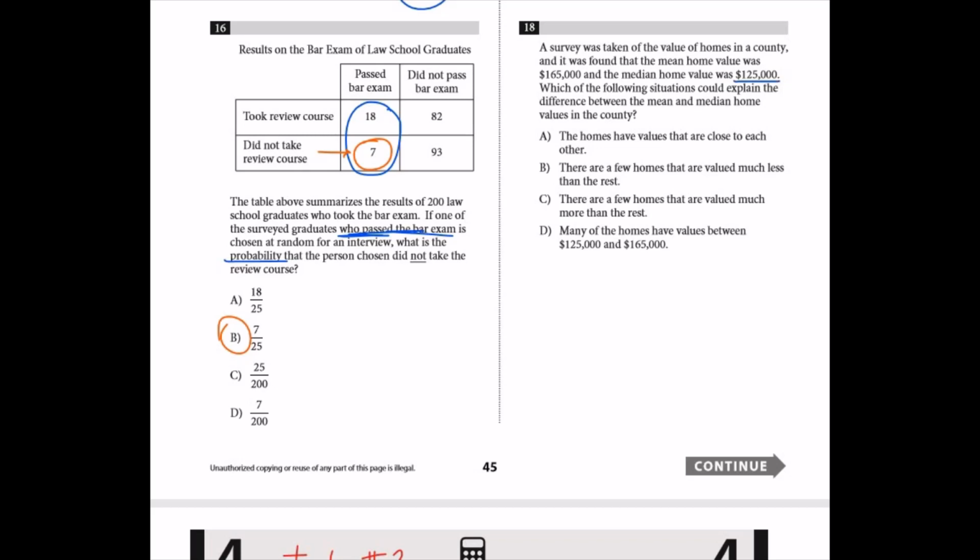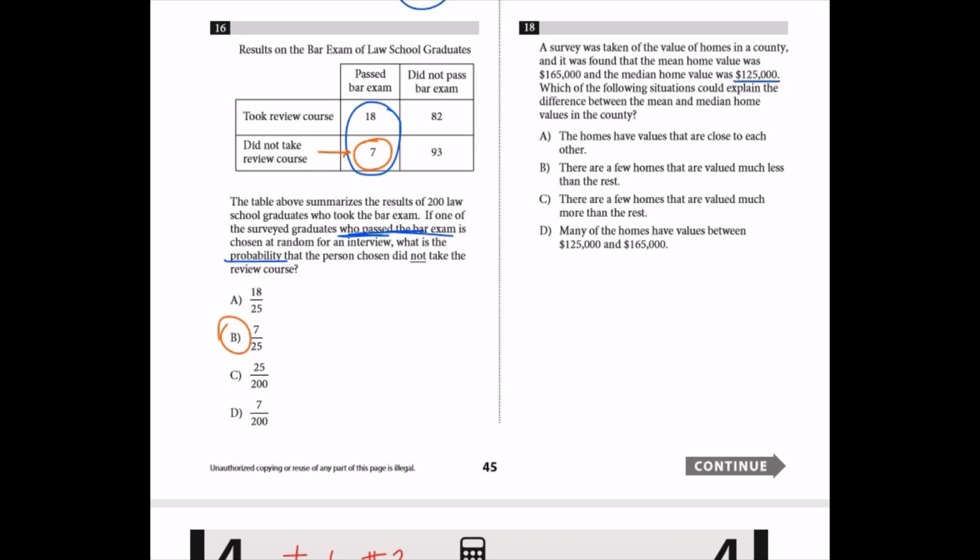Question number 18. A survey was taken of the value of homes in a county, and it was found that the mean home value was $165,000 and the median home value was $125,000. Which of the following situations could explain the difference between the mean and median home values in the county? Before we go to the options, I would like to review 3 different situations.